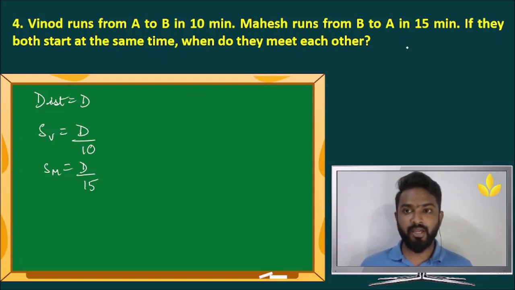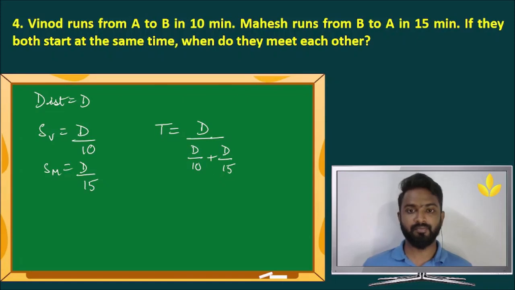So A to B and B to A, that means they are moving in the opposite directions. That means the speeds need to be added. And they have asked us to find the time. Let's do that. Time equals distance by speed. What is the distance? That is nothing but d divided by the speeds added, that is d by 10 plus d by 15.